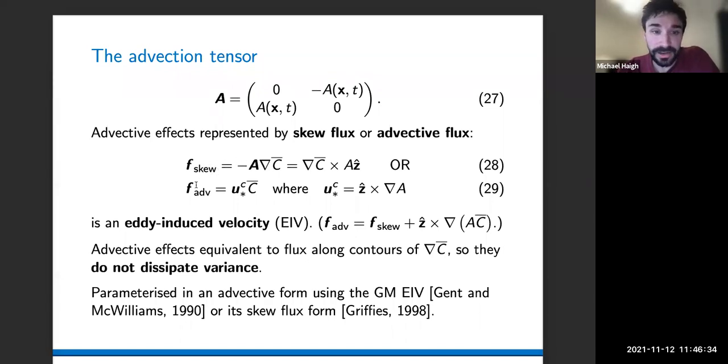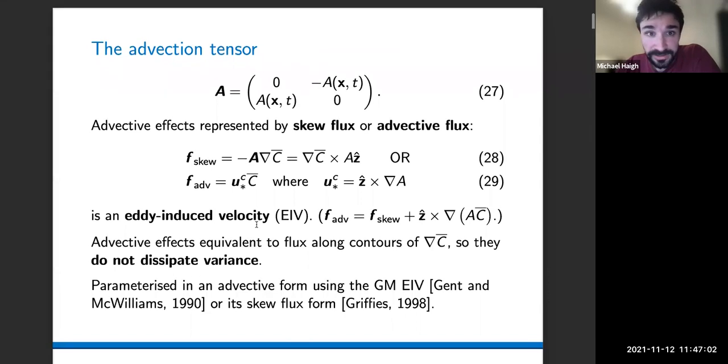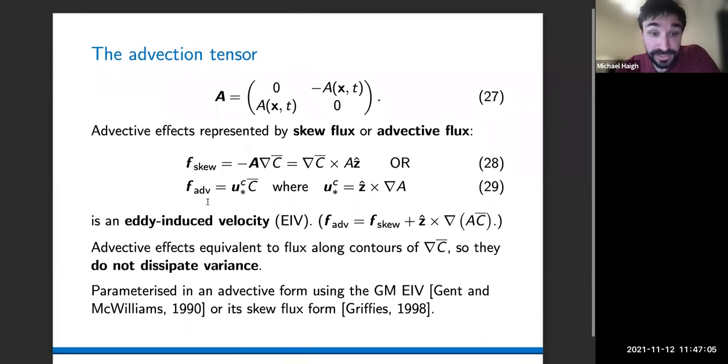But the same eddy effects can be represented by the advective flux. This is the one that we're going to focus on a little bit more. To define the advective flux, you need to additionally define an eddy-induced velocity, or an EIV. In our case, this eddy-induced velocity is just a rotational velocity, which has a stream function A. So its stream function is simply the entry of the advection tensor. The defining factor of this skew flux and the advective flux is that they do nothing to dissipate variance. So they play no role in the transfer of variance from the large scales to the small scales.